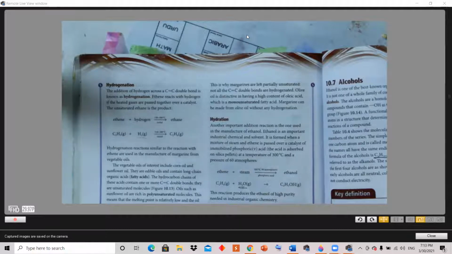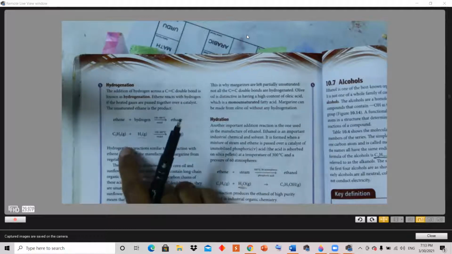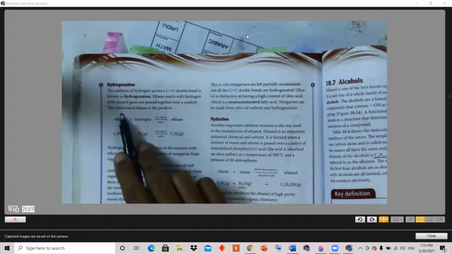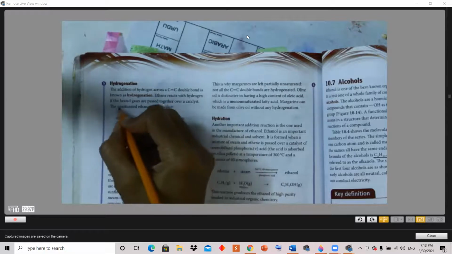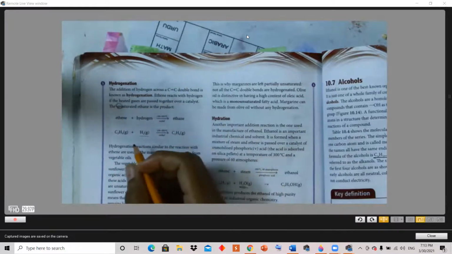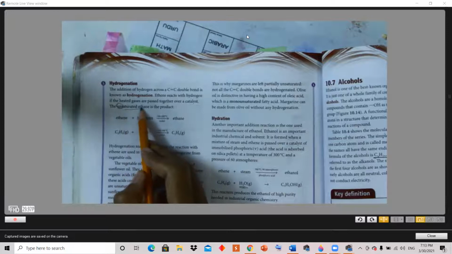Unsaturated, and this is saturated. Now, how can ethane be unsaturated? I think this is a printing mistake, right? But anyway, I don't think this should be unsaturated. This should be saturated.